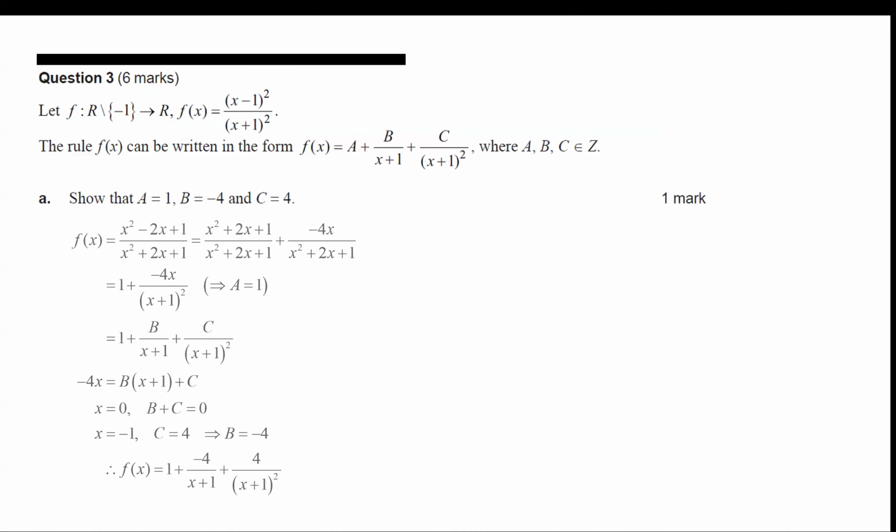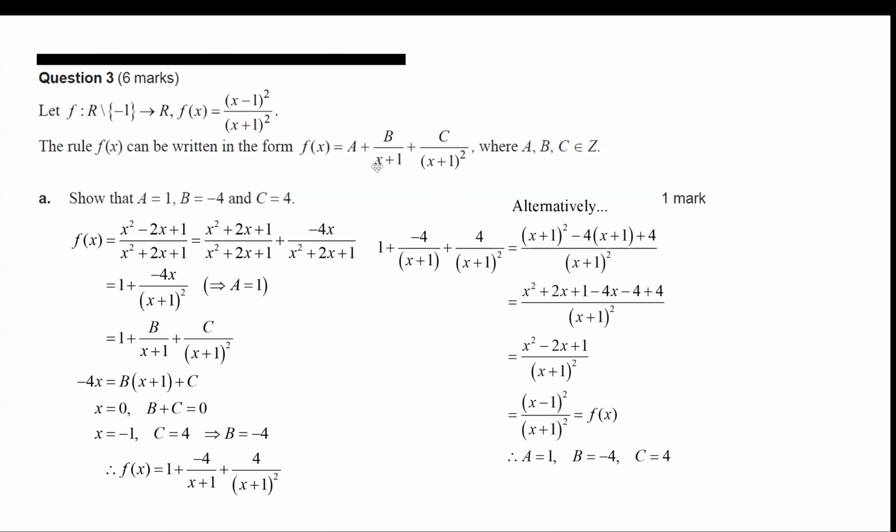But painfully, we could observe that after the first separation, we get the 1 here, and then we can deal with the minus 4x over x plus 1 squared separately, like putting it in a partial fraction form. Eventually, by equating the numerators, you'll be able to find it. C is 4, B is minus 4, respectively.